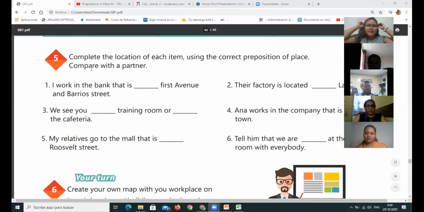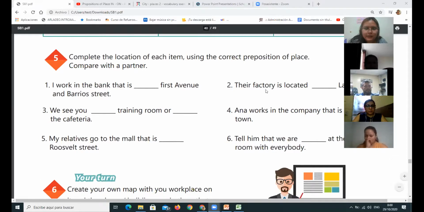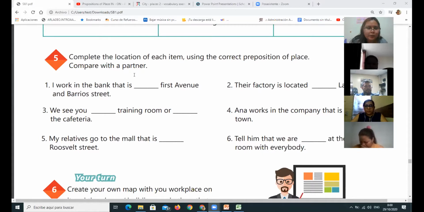Okay, we are going to do this exercise together because it's 8 o'clock. But I see some answers here in the chat. Thank you, Jacqueline, Karen Hernandez. Thank you, and Blanca. So, I work in the bank. What is it? In, on, or at? On. I work on the bank. That is, if we mention the street or the avenue, we are going to use on, yes, because we mentioned the name of the street.